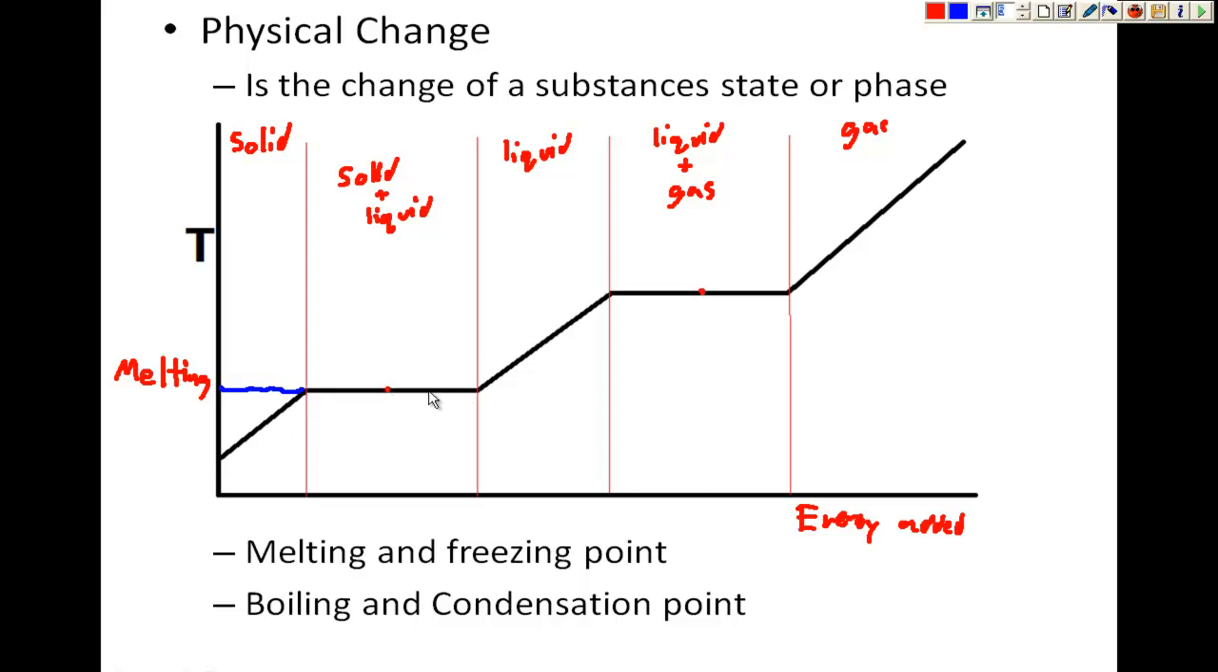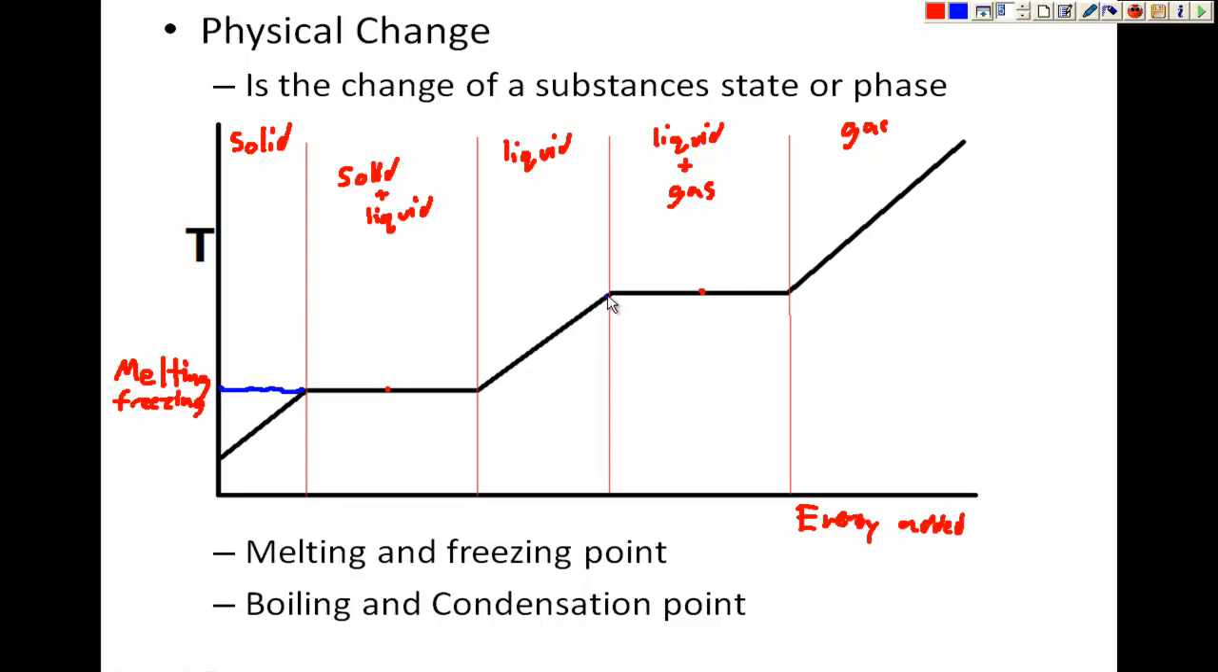If energy is being taken away from it, it's going to be our freezing point. So our melting and freezing point are actually the same place. You can think of it as just depending on the direction in which you're going. If energy is being added to it, this is the temperature at which it's melting. If energy is being taken away from it, this is the temperature at which it starts to freeze. So again, this is our melting and freezing point.